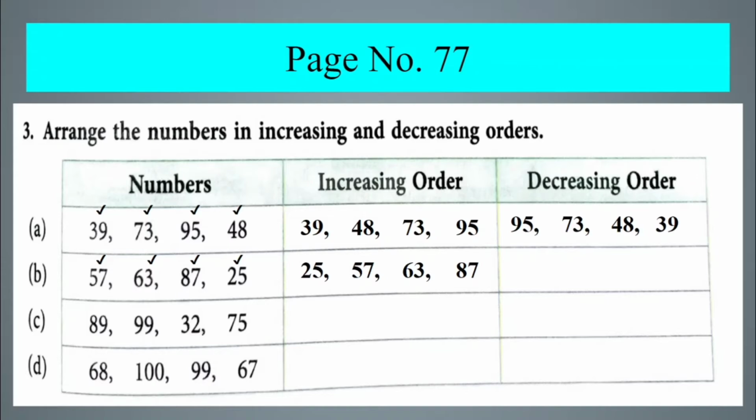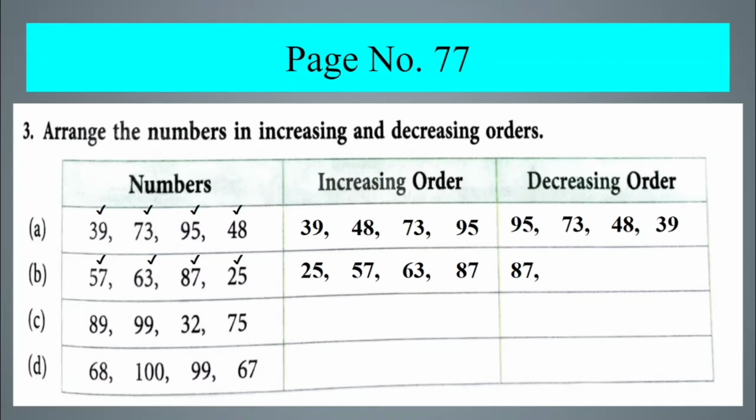Then we need to arrange the numbers in the decreasing order. Either we can use the reverse of the increasing order to write the decreasing order, or we can write it as the numbers from the greatest number to the smallest number. So here we know that the greatest number is 87. So first we will write 87.